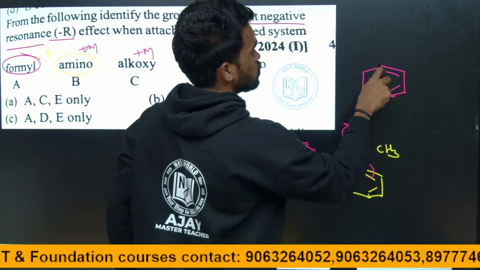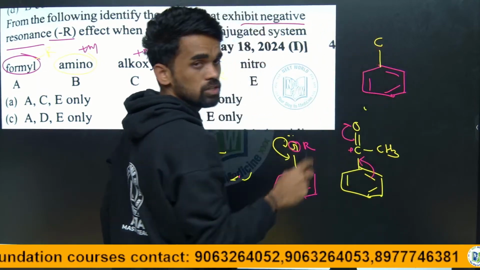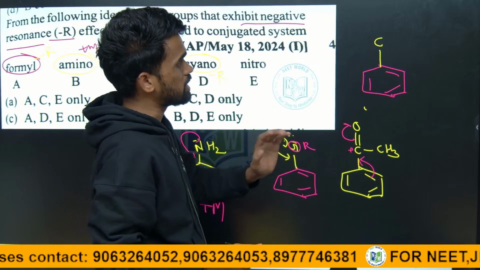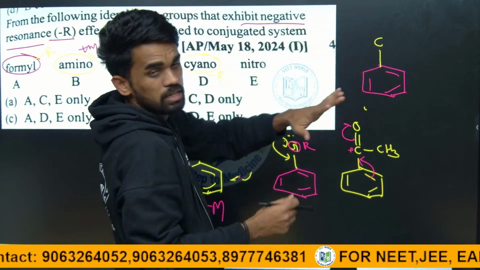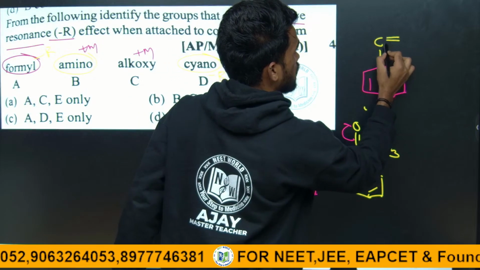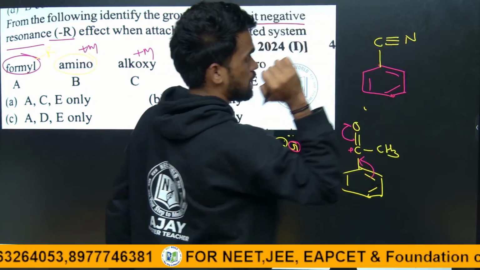Here the carbon is attached to the ring. If there are any non-bonding electrons on that carbon, we can expect that they can be donated into the ring, but there are no non-bonding electrons when it is attached to an electronegative atom with multiple bonds like this.